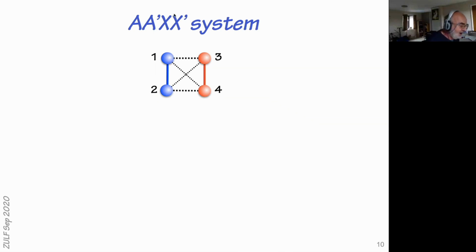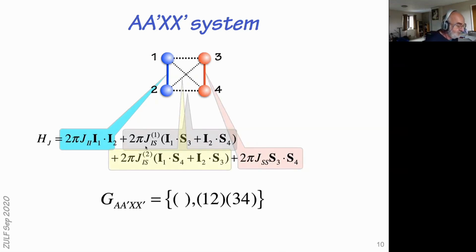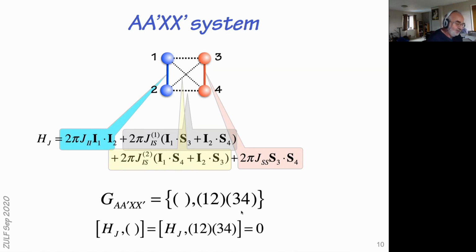If we have an AA'XX' system, on the other hand, where these two couplings are the same but different from these two couplings, then the permutation group is different. Again we have different terms, but now we have two different types of heteronuclear couplings. The symmetry group is actually smaller and only contains the double swap operation, in which you swap 1 and 2 and also swap 3 and 4. You have to examine this carefully to see that that's the case. If you just swap 1 and 2, you don't leave the Hamiltonian invariant, but if you swap 1 and 2 and also swap 3 and 4, then the Hamiltonian is invariant. So that's the symmetry group in this case.